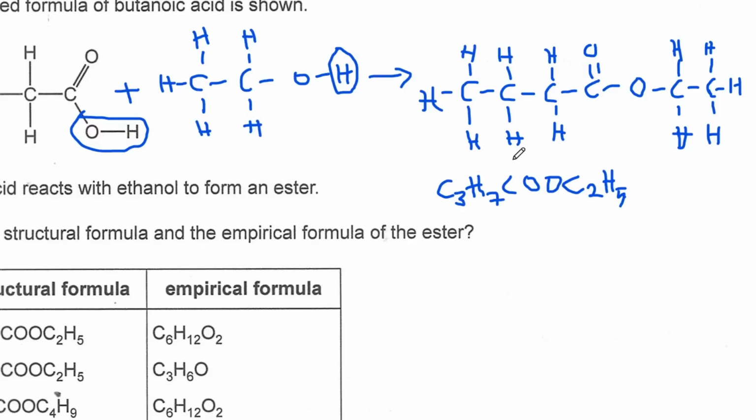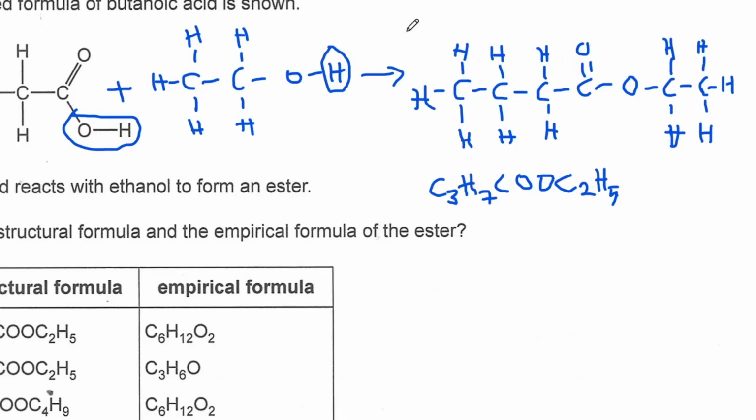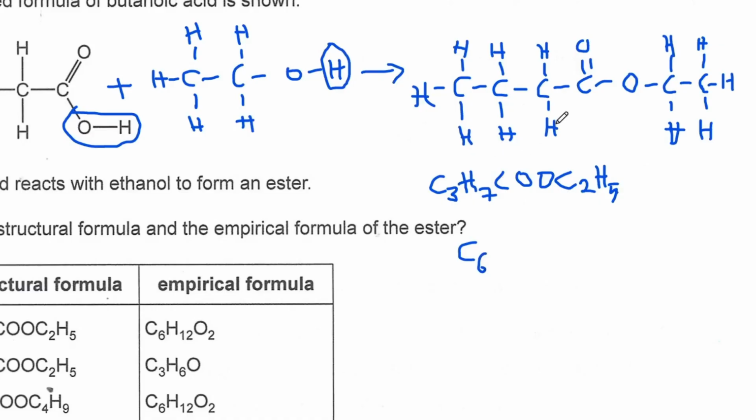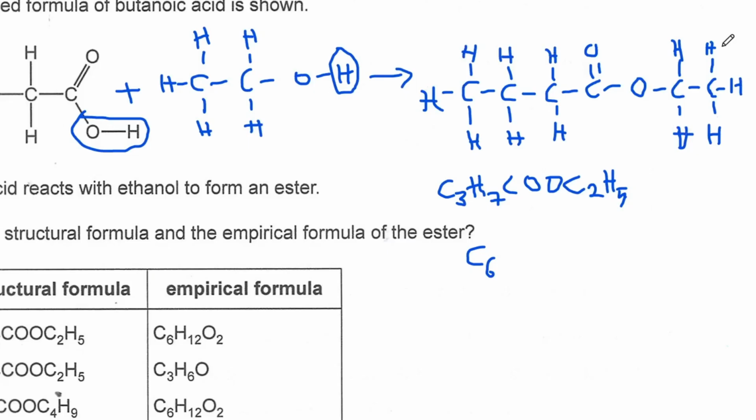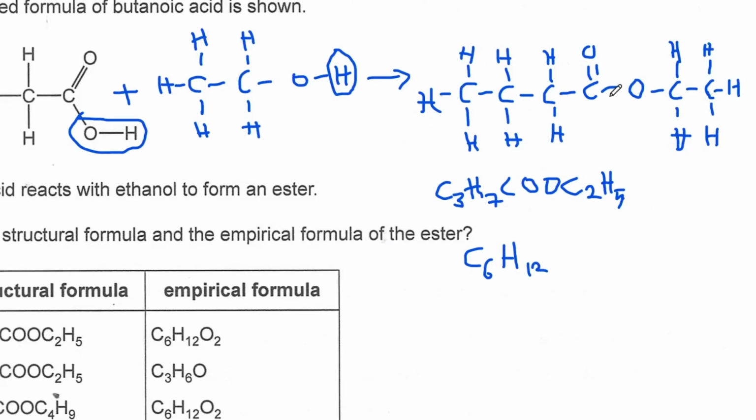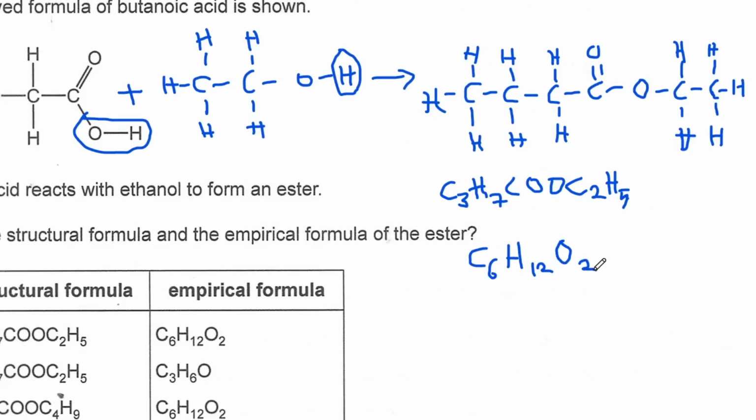The molecular formula is the number of all the atoms in the compound. So we have how many carbons in all? 1, 2, 3, 4, 5, 6. We have 6 carbon, going to be C6. How many hydrogens do we have? We have 1, 2, 3, 4, 5, 6, 7, 8, 9, 10, 11, 12. And how many oxygen do we have? 1, 2. So this is the molecular formula, not the empirical formula.